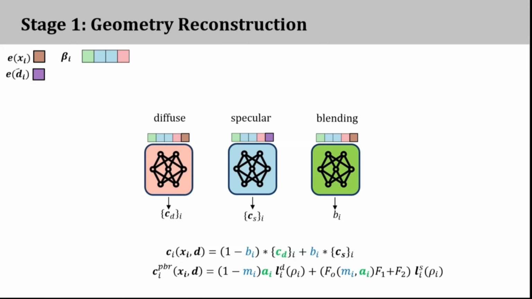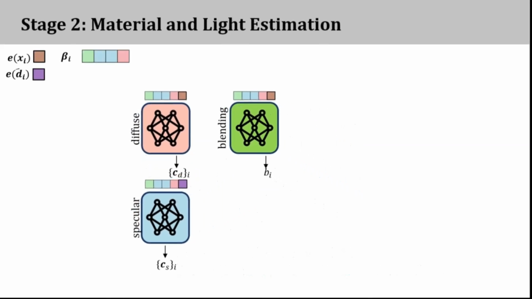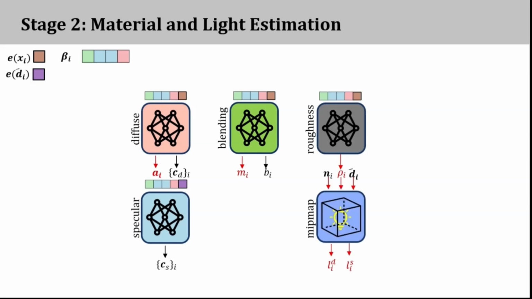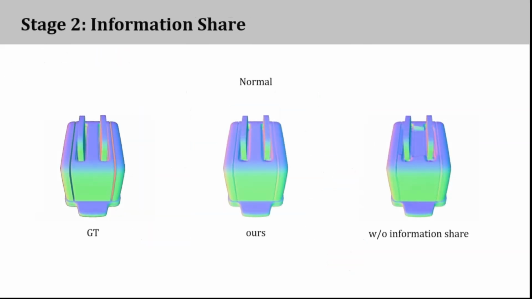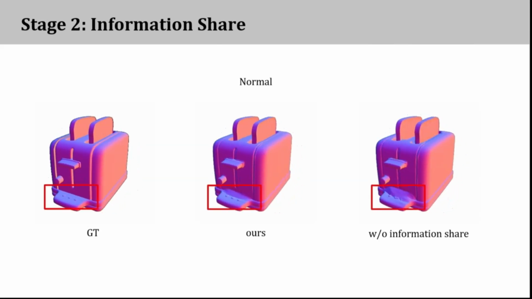If we compare the equations of stage 1 and 2, we can observe that both blending weight and metallic Mi are used to mix the diffuse and specular parts. Besides, diffuse color and albedo are both view-independent and low entropy. Therefore, based on the MLP structure in stage 1, we share this information among the diffuse and blending networks, and add another roughness network as well as the differentiable mipmap. This information sharing framework ensures more stable training of the geometry and material. We can observe that with the full pipeline, the geometry and material reconstruction quality are higher.